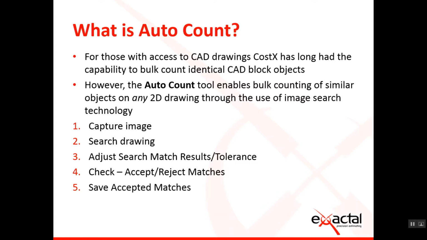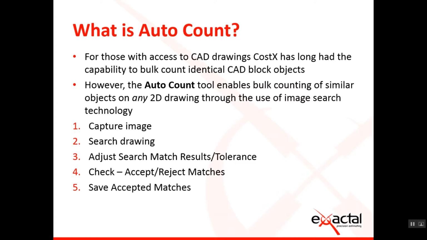So there's 5 steps to AutoCount. The first being capturing an image. So you can specify the item you're looking for by capturing an image from the drawing. Second, you search the drawing. So we'll search for all occurrences of that same image regardless of its rotation and zoom level.